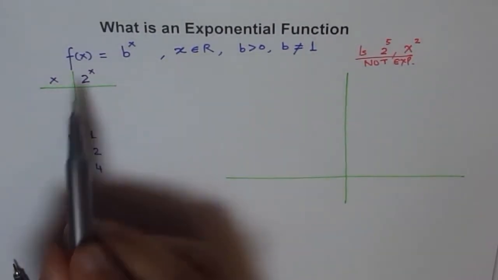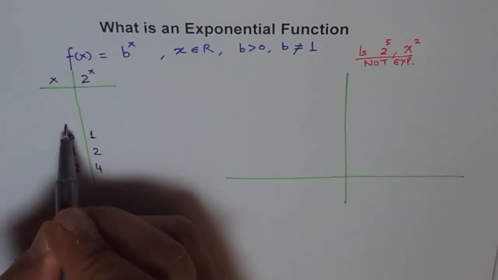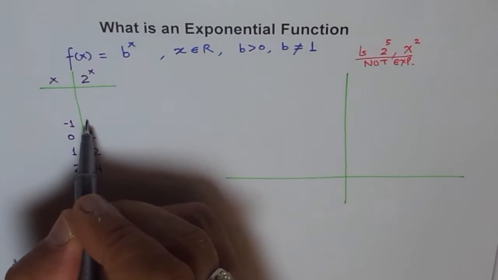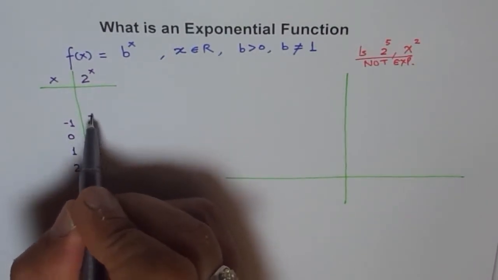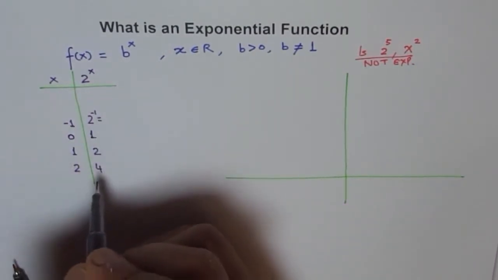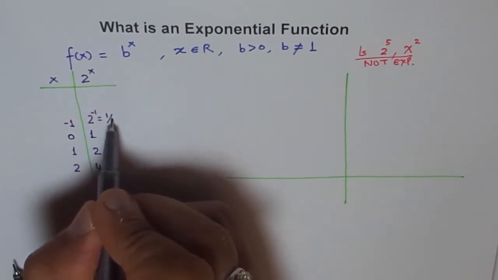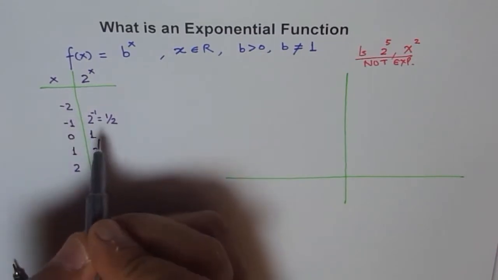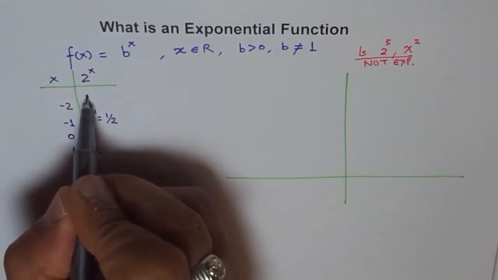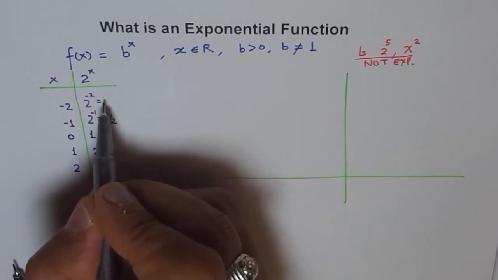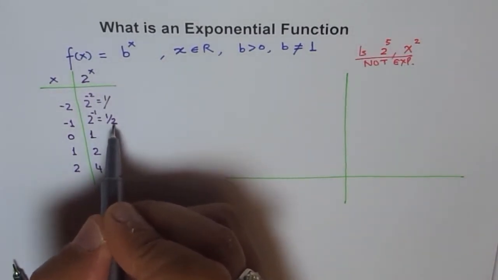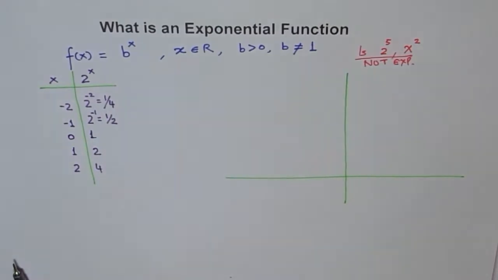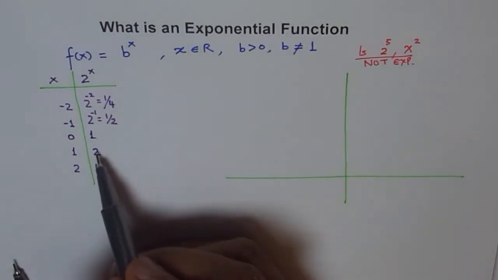Now let's try some negative values for x. If I write negative 1, it means 2 to the power of negative 1, which is equal to 1 over 2. If I write negative 2, it means 2 to the power of negative 2, which is 1 over 2 square, and 2 square is 4, so it is 1 over 4. So it's like the reciprocal of these values.